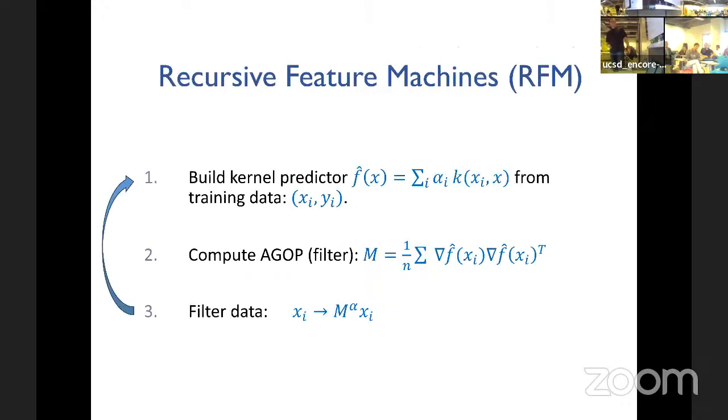No, we don't need W. For the basic RFM, it's just this. You build this, which is a single linear solve. The size of this is the number of data points. Then you estimate this matrix. So if your dimension is, say, 1,000, it's 1,000 by 1,000. It's nothing. And then you just rescale the data, so you refilter it.